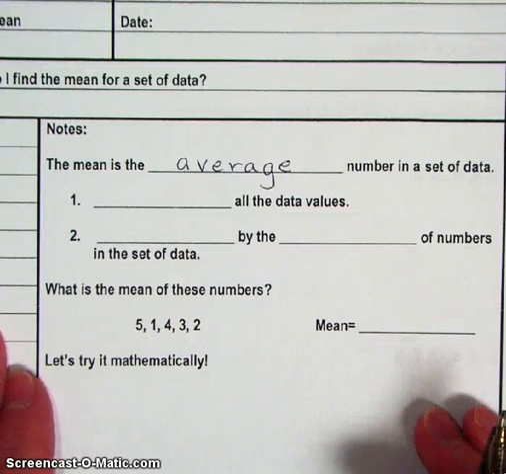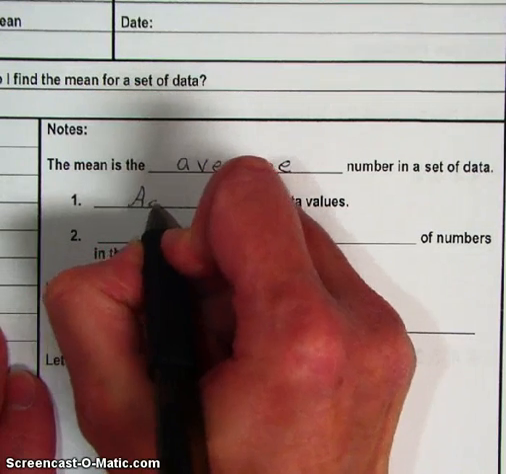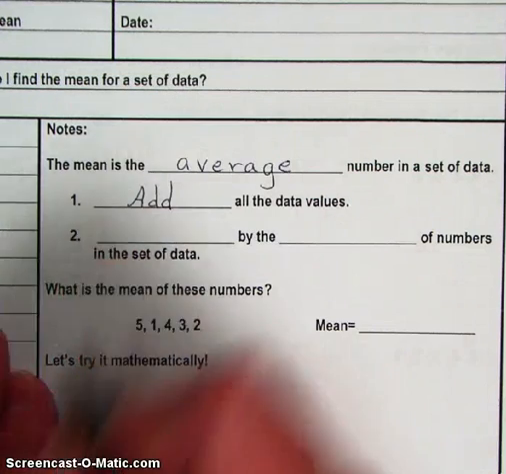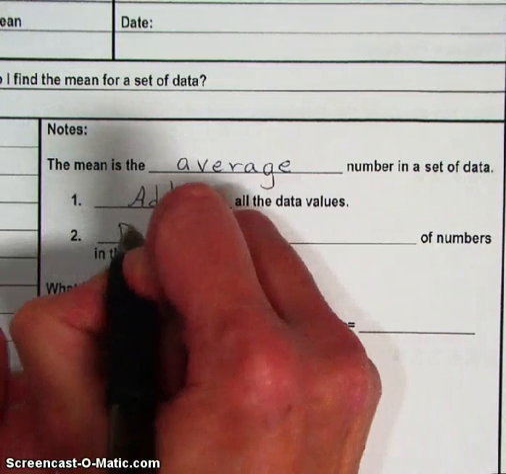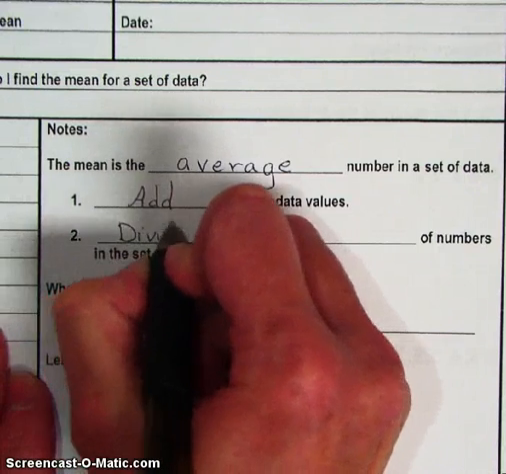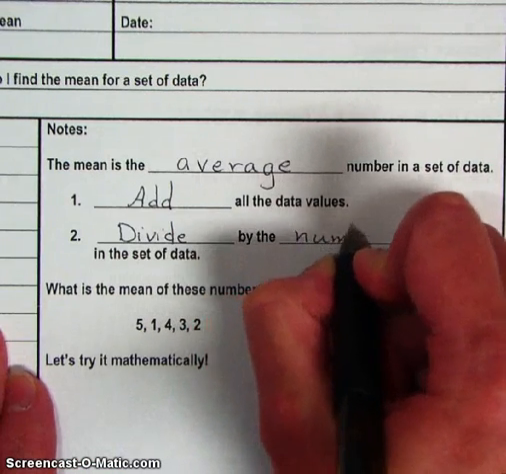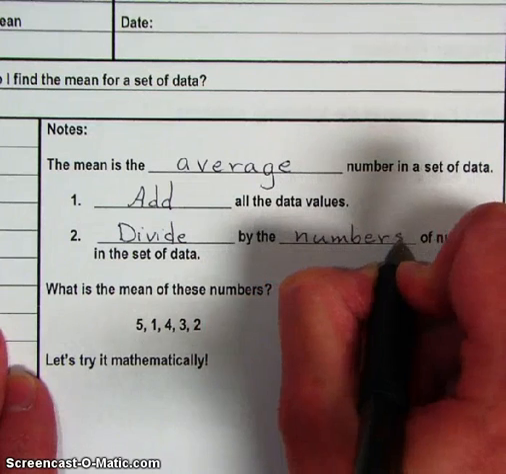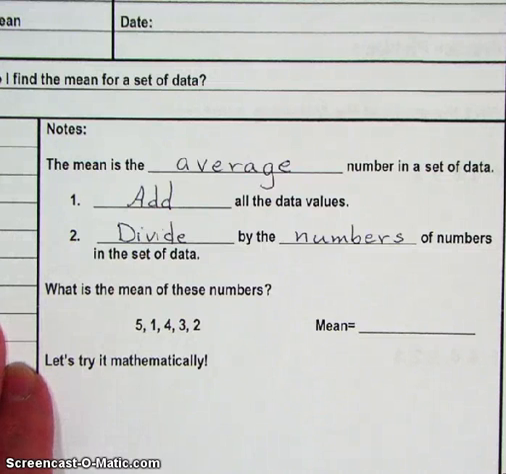When you are finding mean, the first thing you need to do is add all of the data values. So we're adding up all those numbers in our data set. The next thing we have to do is divide by the number of numbers in the data set. So if we had 5 numbers in our data set, we would divide by 5. If we had 4, we divide by 4. Let's go ahead and take a look at what this means.